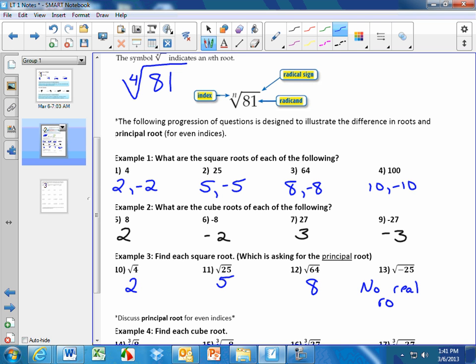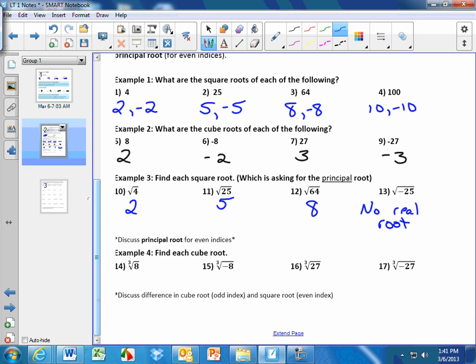Now, how would you know the difference between circling no real root versus circling 5i, which we also know is the imaginary answer, 5i? Look at your choices. If they have 5i as a choice, that's the answer they're looking for. If they have no real solution, that's what they're looking for. They won't have both, okay? But I get how that can be confusing since you already know what i is.